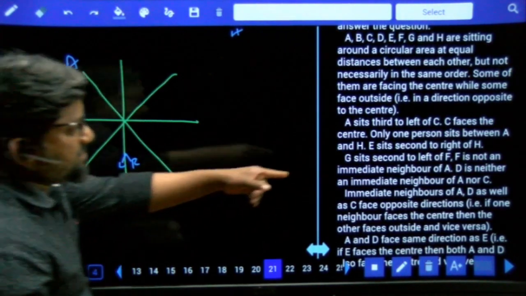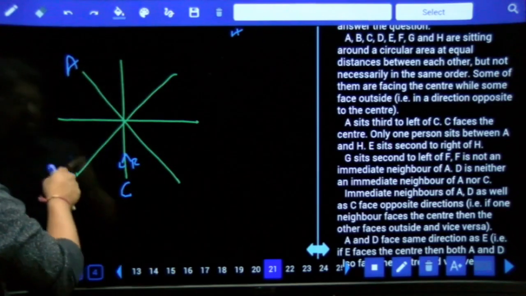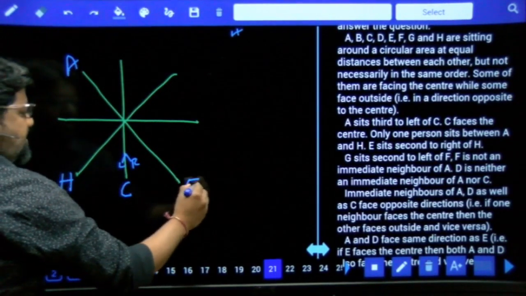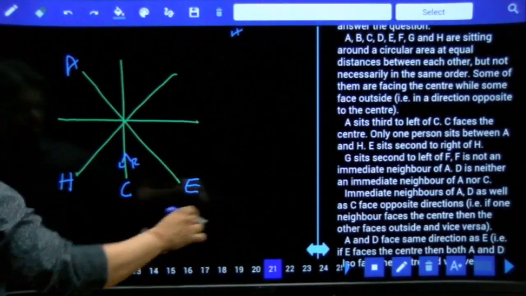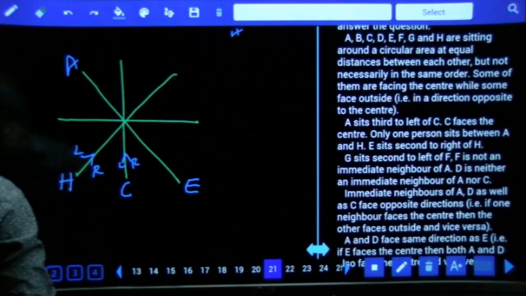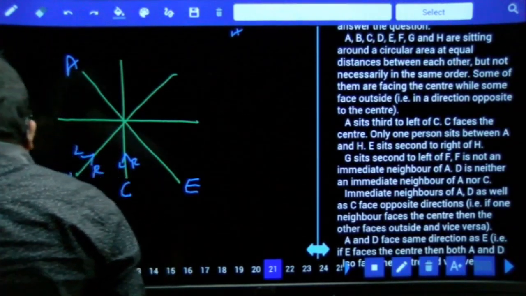E sits second to the right of H. Second place from H is E. 1, 2. This is A, so this has to be E. And if this side is the right of H, then he should be facing inside. Right and left. Understood, friends? Yes. What's next?